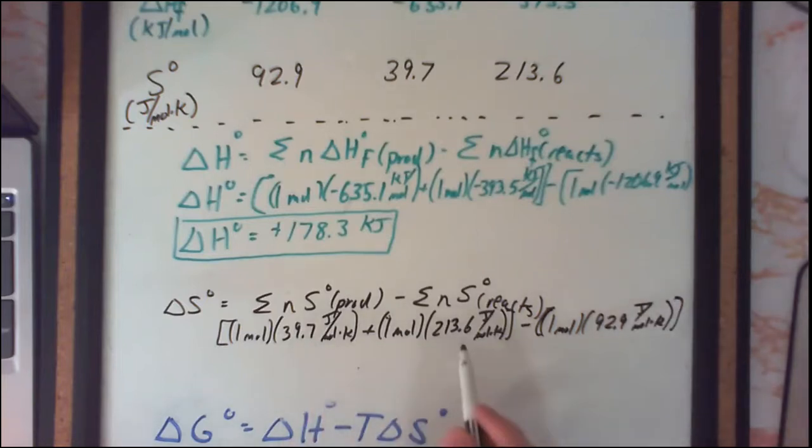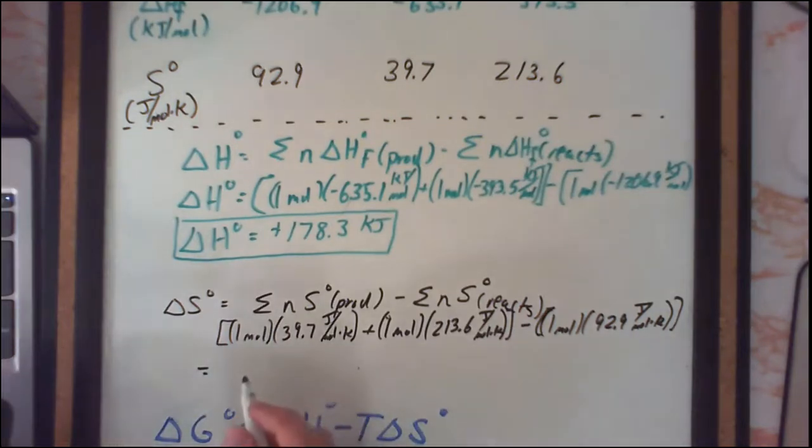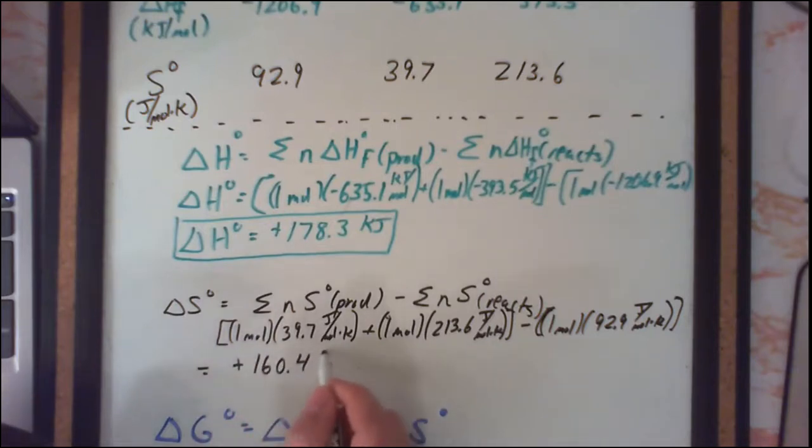Sum of the molar entropies of the products minus the sum of the molar entropies of the reactants. We plug those numbers in. And what we get is a positive 160.4 units of joules per Kelvin.